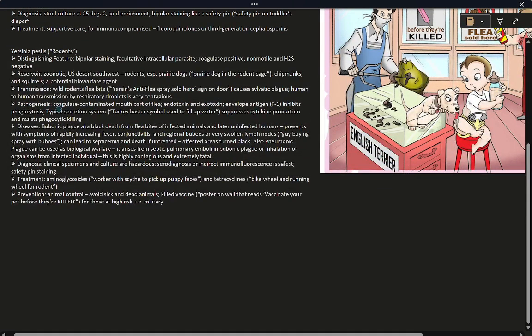So for pathogenesis, it involves the coagulase contaminated mouth part of the flea. And this will involve endotoxins and exotoxins. There's also an envelope antigen that inhibits phagocytosis, and this antigen is known as the F1 antigen. And there's a type 3 secretion system involved that suppresses cytokine production and ultimately resists phagocytic killing. To remember the type 3 secretion system, think about the turkey pasture symbol that is used to fill up the water.